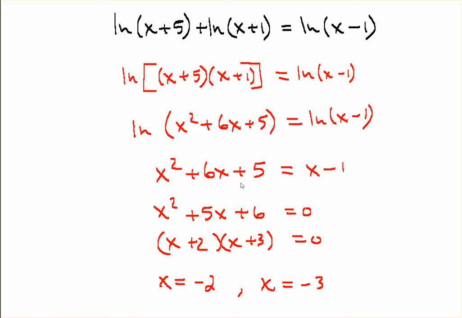So -2, especially over here when you're subtracting, -2 subtract 1, that's going to be -3. I don't think so. -3 subtract 1 will get -4. ln of -4, I don't think so. Oh, bummer. So in this case, no solution. None of them worked at all.